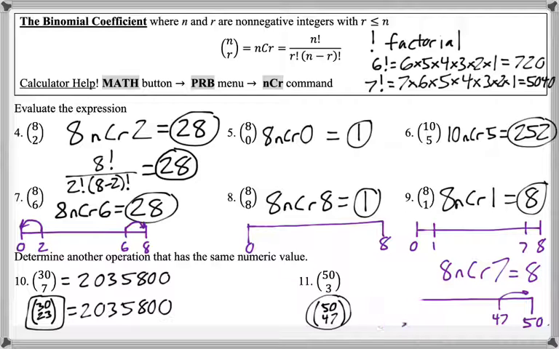And if you want to check this, you can. So if you type these both into the calculator, they are both equal to 19,600.